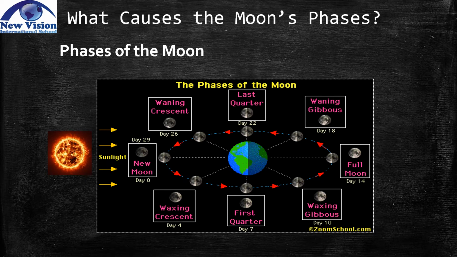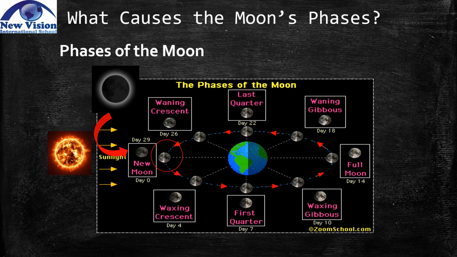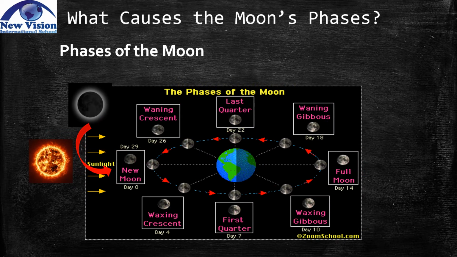First, when the moon is in between the sun and the earth, we cannot see the moon. This part of the moon is in the shade. This is called a new moon. Next is what we call waxing crescent. The moon is less than one-half illuminated by the sun, but less than one-quarter illuminated.